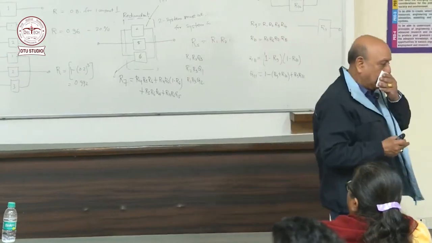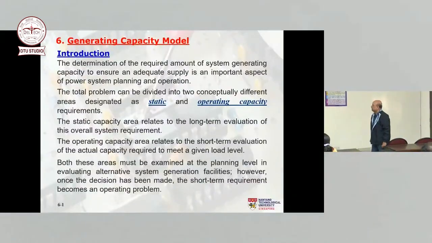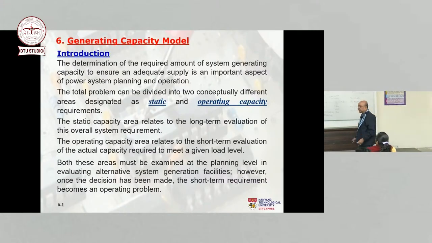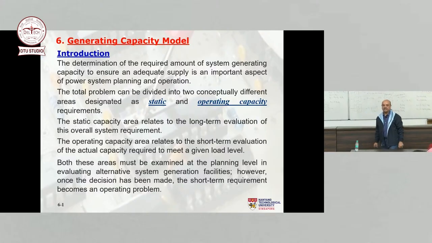Okay, so we want to start with generating capacity reliability evaluation. And the first thing that we need to study is the model of the generation, right? Remember how we calculate the reliability of generating systems? We need the generation model, we need the load model, and then we'll convolve the two to get the risk model. So we are starting with the capacity model or the generation model.